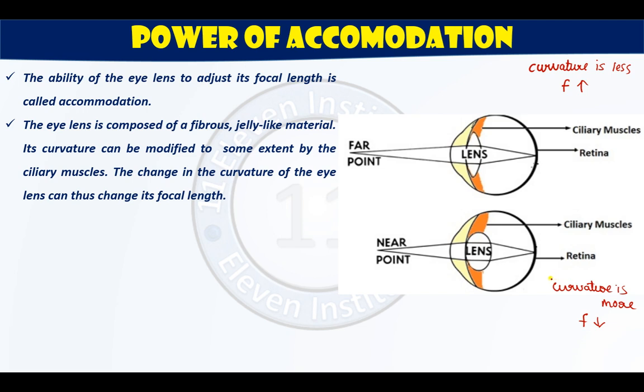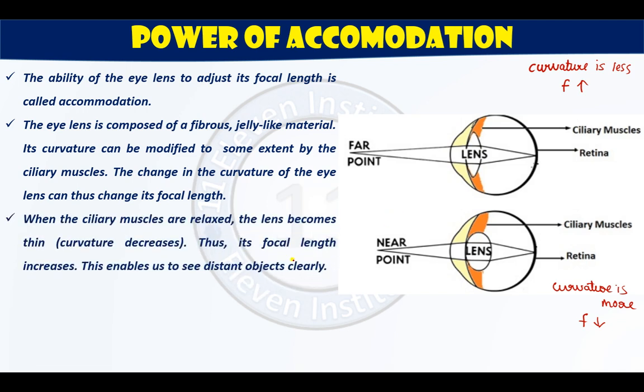But what makes this happen? Why is curvature less and focal length more? That role is played by the ciliary muscles. You can see the change in ciliary muscles over here. Now let us see what change the ciliary muscles undergo. When the ciliary muscles are relaxed, the lens becomes thin. Now where do you see a thin lens? This is thick lens. This is thin lens. It means that the ciliary muscles are relaxed over here.